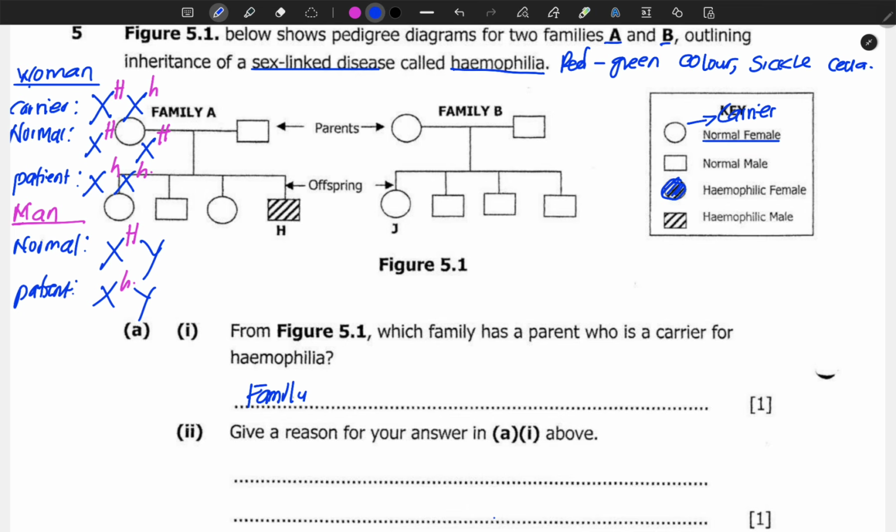Family A. Give a reason for your answer in A1 above. We can say because they had a son who was hemophilic. So the defect that was in the mother appeared in the son.